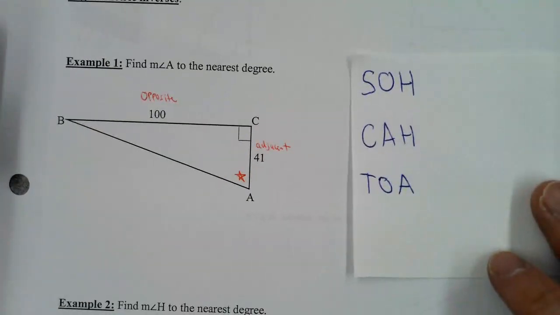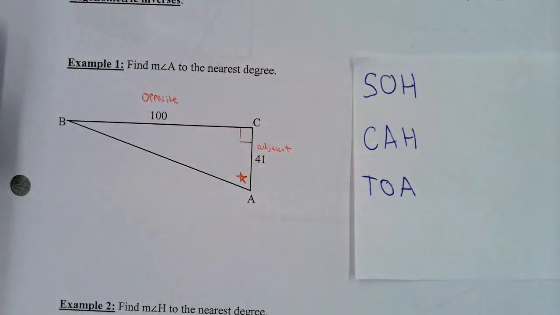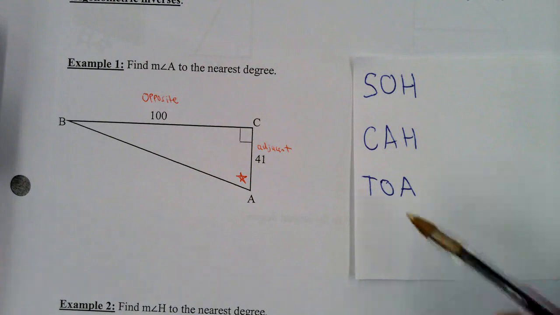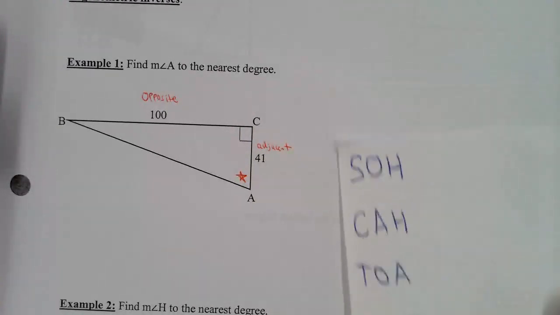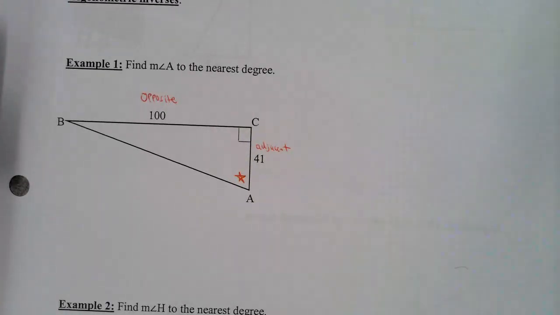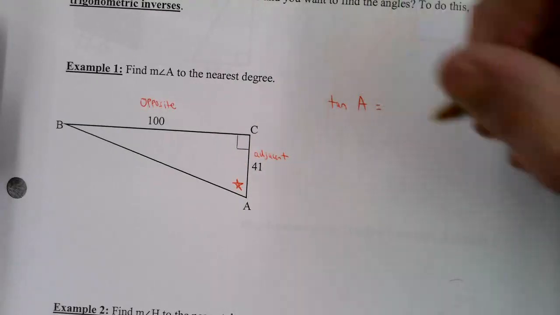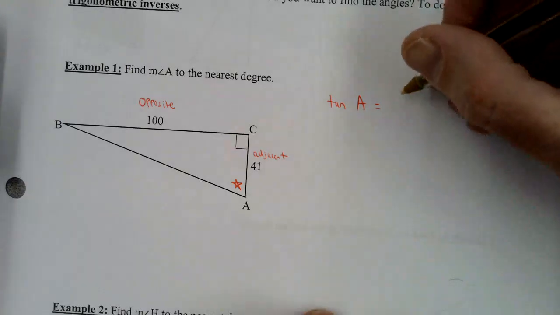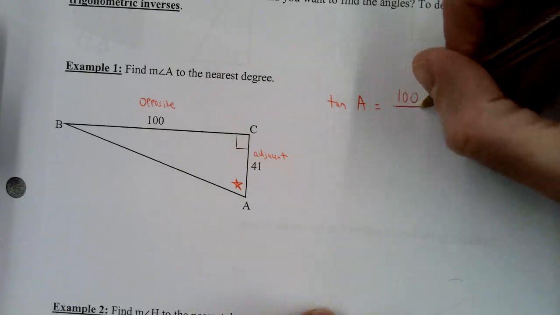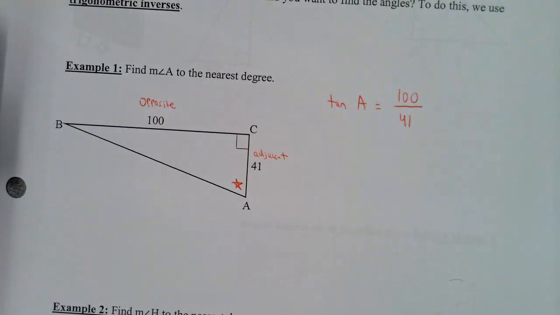So we're going to use the trig function that has opposite and adjacent. According to our acronym, SOH CAH TOA, that's going to be tangent, because tangent has opposite, adjacent. So we're going to use tangent. Here's what I'm going to write down: tangent of angle A, so just tangent, capital A, equals opposite over adjacent. So opposite 100 over adjacent 41, because tangent is opposite over adjacent.